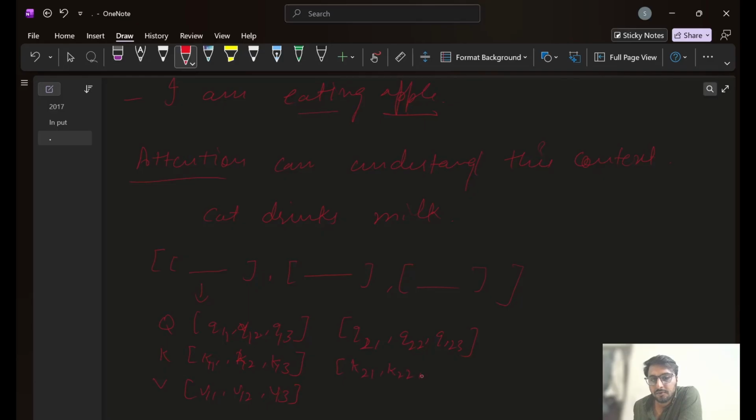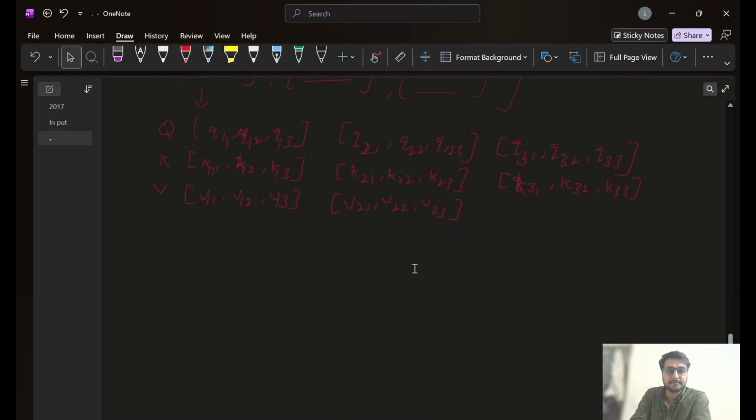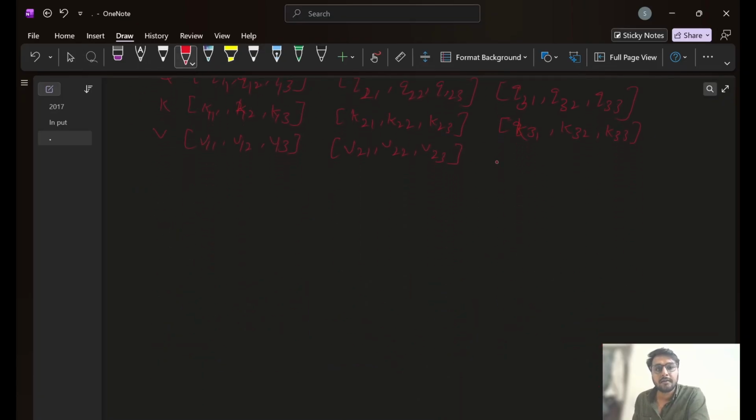K21, K22, K23. V21, V22, V23. Okay, and the last one is Q31, Q32, Q33, Q3. Now K31, K32, K33. And this is V31, V32, V33.